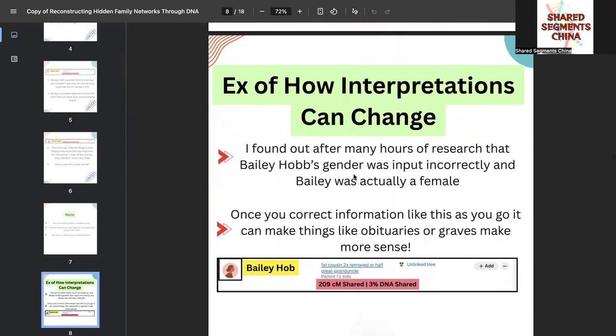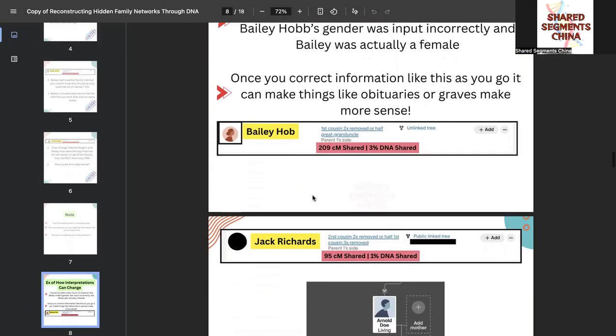So here's an example of how interpretations can change. I found out after many hours of research and cross-comparing information that Bailey Hobbs' gender was input incorrectly, and Bailey was actually a female. Once you correct information like this as you go, it can make things like obituaries or graves make a lot more sense.